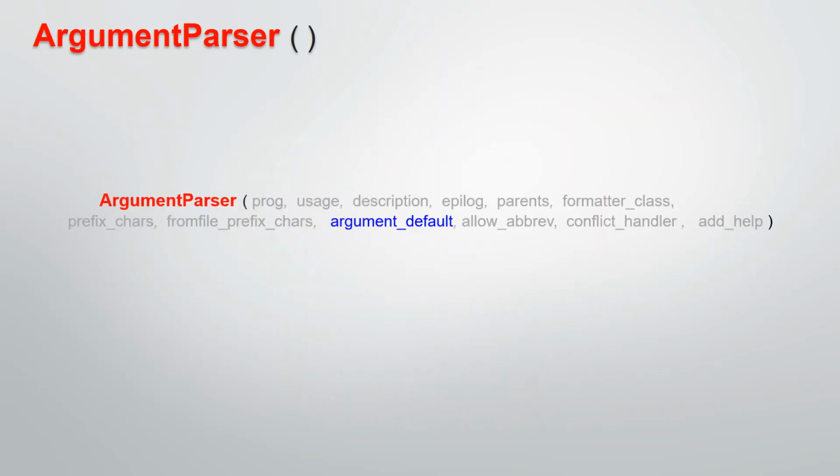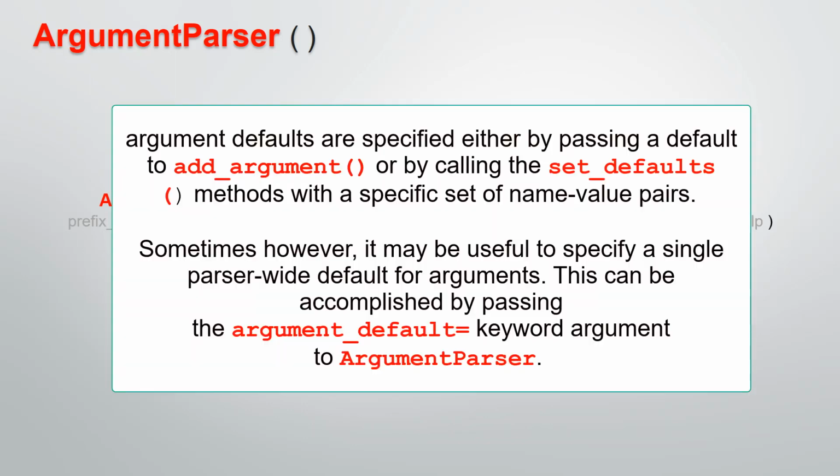It is the global default value for arguments. Its default value is none. Generally, argument defaults are specified either by passing a default to the add_argument function or by calling the set_defaults method with a specific set of name value pairs.